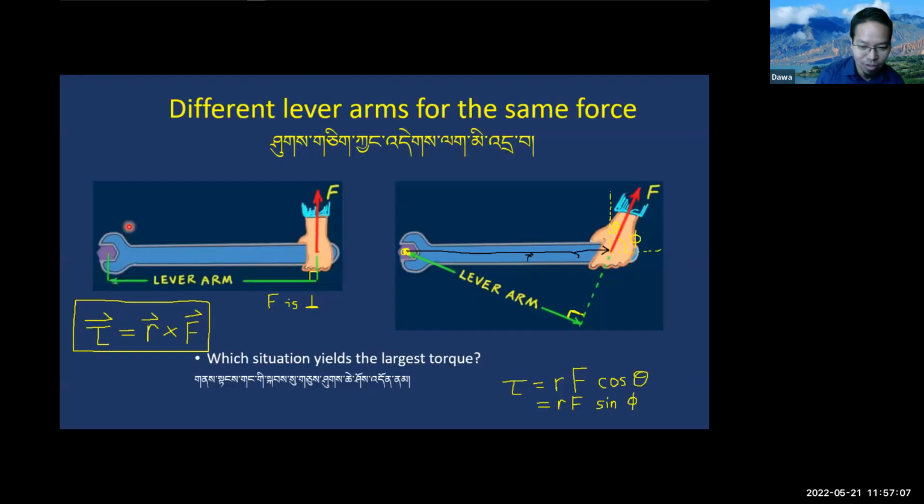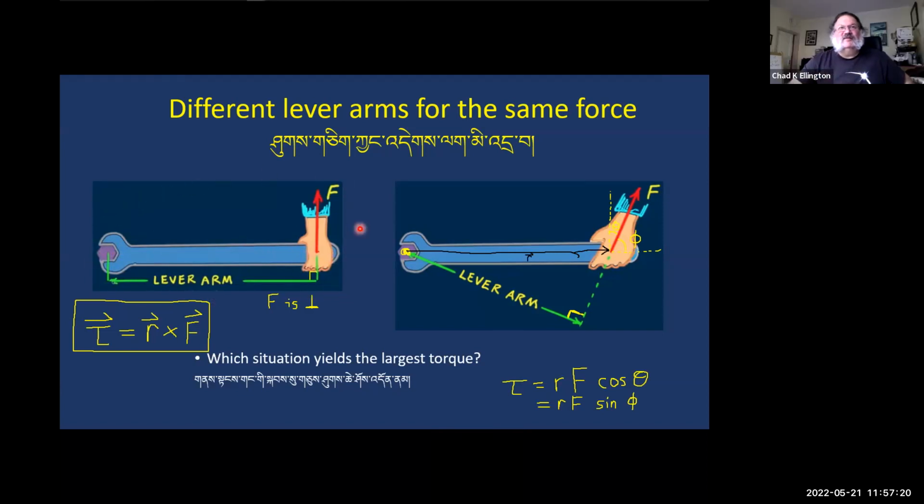Yes, he's explaining that the torque is bigger in the first case because we have the same force, F is the same, and then we have the R, or the lever arm. That is bigger in the first case. So if you multiply the same thing with a different number, the bigger one is bigger. So torque is bigger in the first case.